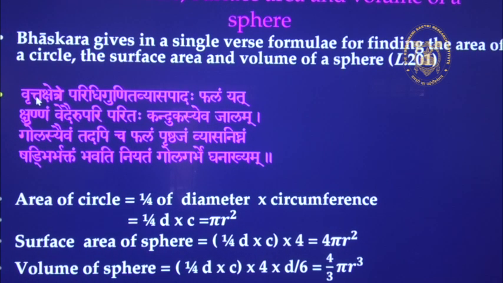See, vritta is a circle, vrittakshetra is a circular field, paridhi is circumference, vyasa is diameter, pada is one quarter. So one quarter of the diameter multiplied by the circumference is the area of the circle. When we put D as 2R, it simplifies to pi r squared.